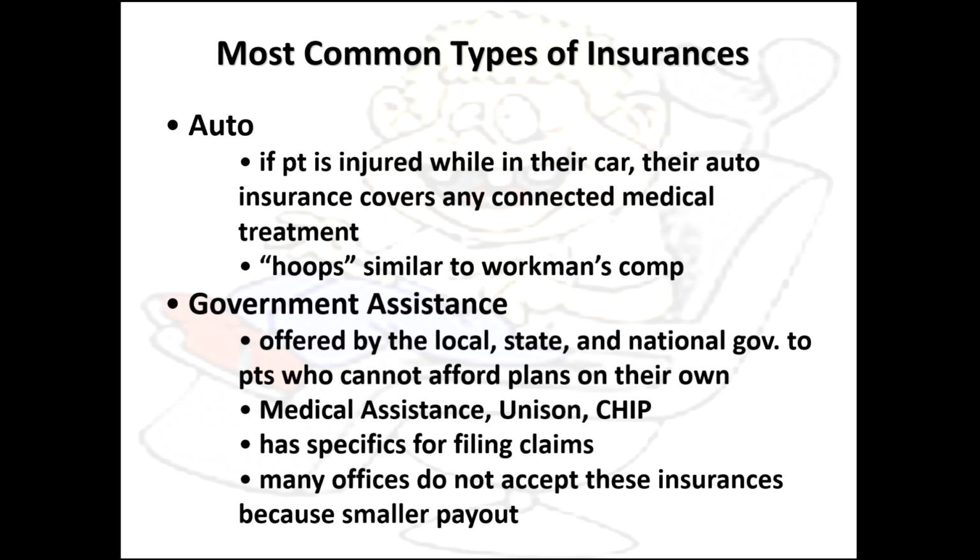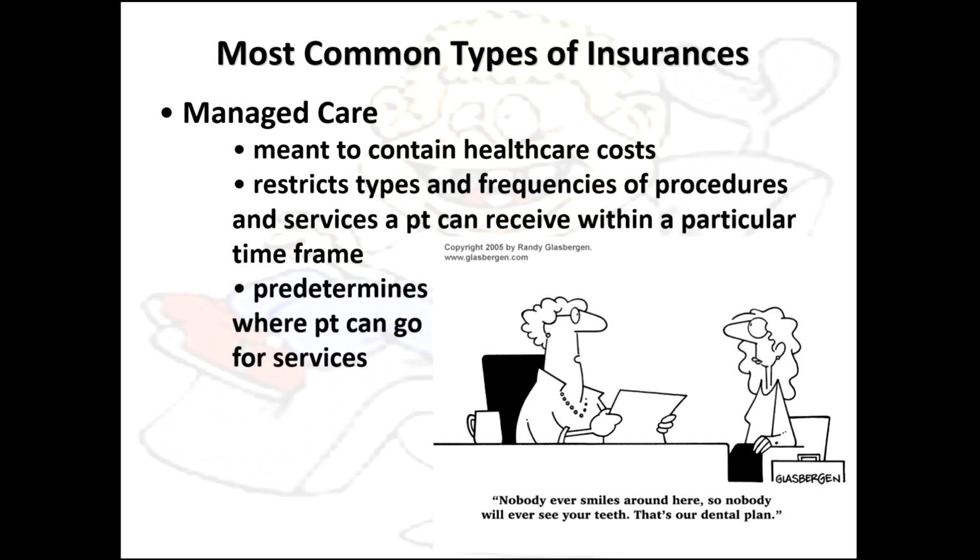Medicare is not quite the same because usually patients who have Medicare, it's a different payout. But medical assistance, Unison, and Medicaid are ones with very low payouts, or reimbursement is what it's called. So that's why some offices choose not to accept those insurances.